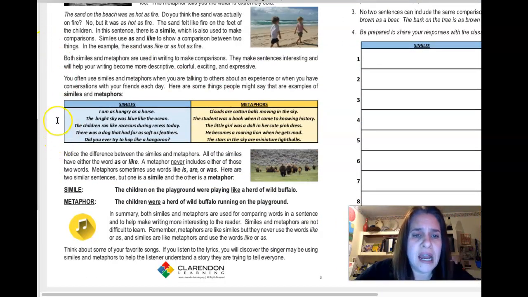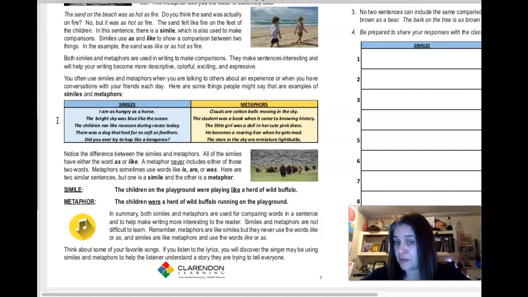Similes. I am as hungry as a horse. The bright sky was blue like the ocean. The children ran like race cars during recess today. There was a dog that had fur as soft as feathers. Did you ever try to hop like a kangaroo? So those are some simile examples, again, using like or as.